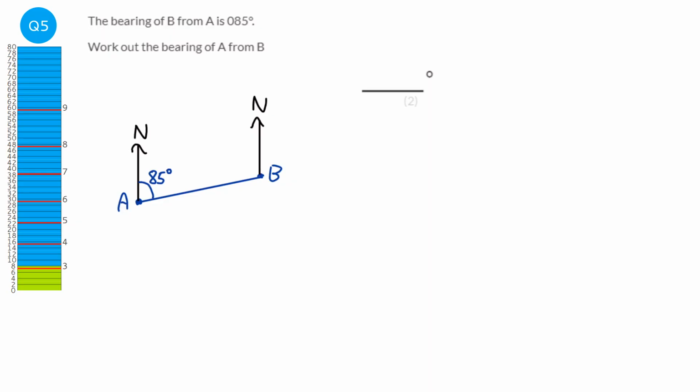So now it says work out the bearing of A from B. So the first thing we can do is actually just draw a line going down here. And we know that this angle here will also be 85 degrees because of alternate angles. It's always best to write that down somewhere, so we can just put in brackets here alternate angles. And we know that this angle here is going to be 180 degrees because it's a straight line.